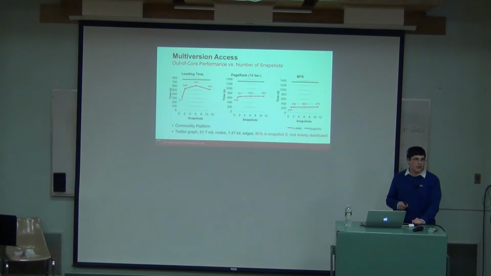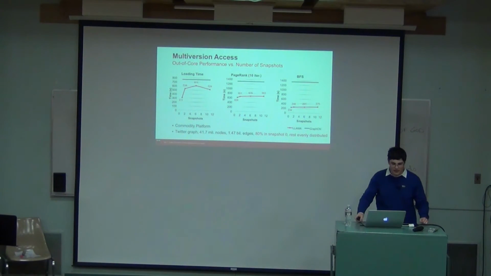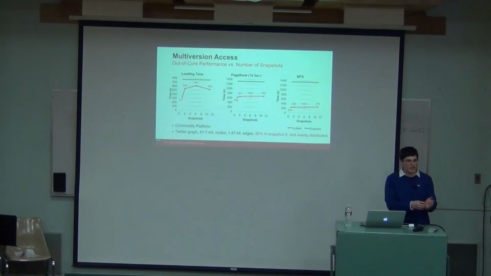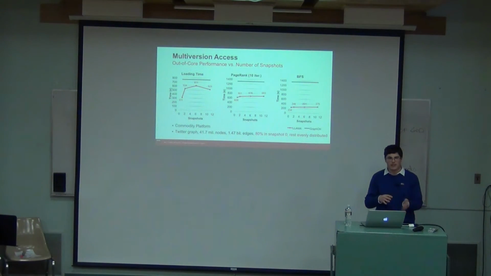This is now, I'm back to out-of-core performance, meaning 50% larger than RAM. Now showing the loading time, PageRank, and the BFS, with snapshots from 1 to 11 on the horizontal axis. The vertical axis is the time in seconds. Red is Llama, black is GraphChi for reference. The way I did this, for all but one snapshot, I loaded 80% of the graph in snapshot 0 and evenly distributed the rest of the edges in the remaining snapshots, modeling different frequencies of updates.